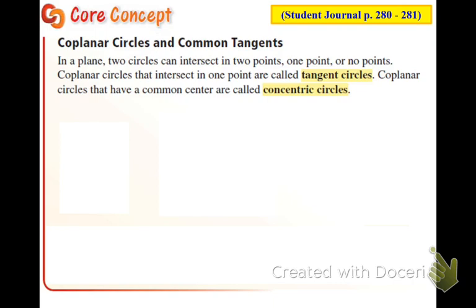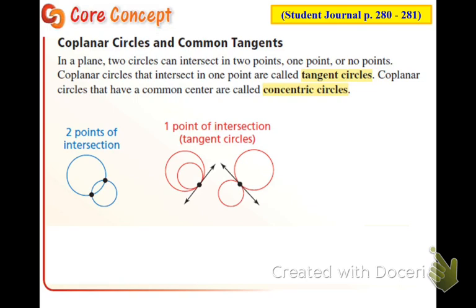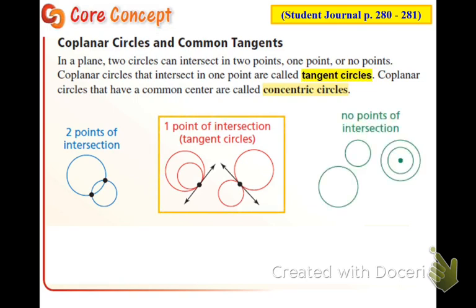In a plane, two circles can intersect in 2 points, 1 point, or no points. Coplanar circles that intersect at 1 point are called tangent circles. They can intersect at 2 points, so it would look like this, where they overlap. We're not yet on that picture, so do not draw on the pictures yet. So they can intersect at 2 points, 1 point, which we would call tangent, or no points. We're going to talk about tangent circles in this next section.